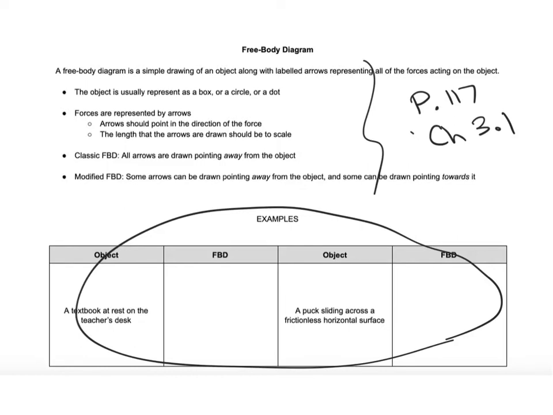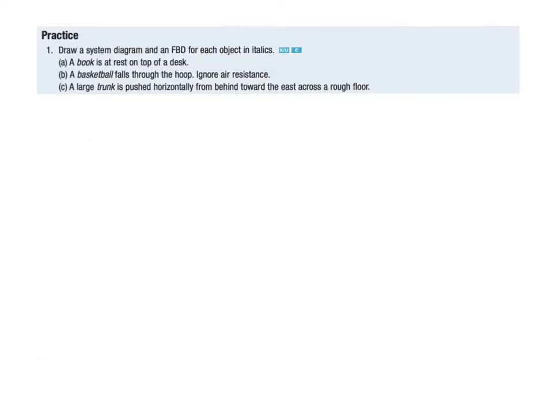So on page 117, question 1: draw a system diagram and a free body diagram for each object in italics. A book is at rest on top of a desk. So a system diagram is just a regular diagram of the situation. So there's my book on top of a table. I'm not too concerned about the system diagram. I'm more concerned about the free body diagram.